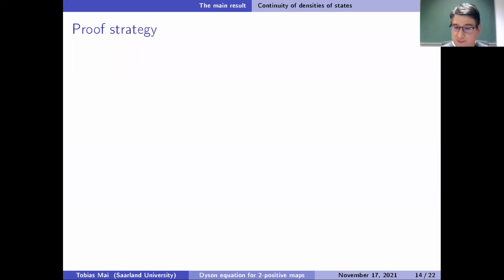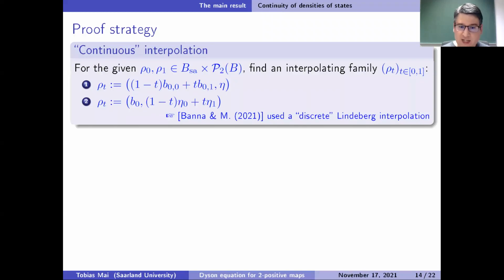And I would like to explain, as I already said, how non-commutative function techniques enter the scene. And this is why we need the P2 restriction. But in order to see that, let me explain what is the strategy behind the proof. The strategy is that we do a kind of continuous interpolation. I already mentioned that in my paper with Marwa, I used a discrete Lindeberg interpolation, but here we are using a continuous interpolation.